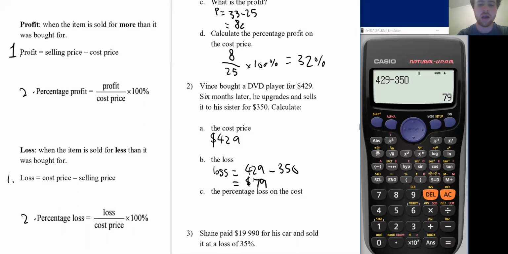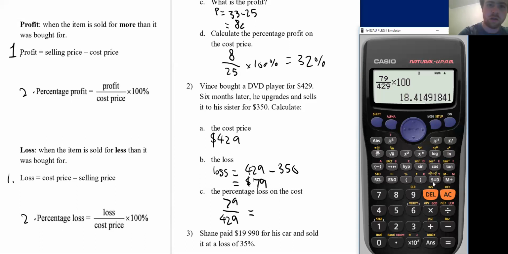Now the percentage loss is going to be that value, 79, over the cost price, which is 429. So we can go 79 over 429 times 100. Sorry, I should have included times 100%. And it equals 18.41, just to 2 decimal places. Percent is the percentage that we've lost on our DVD player, or that Vince has lost.